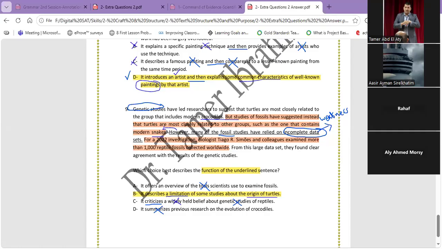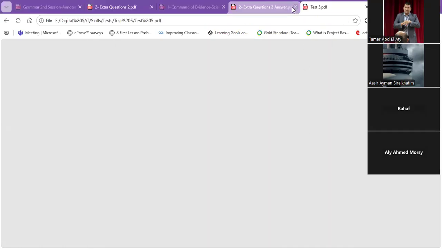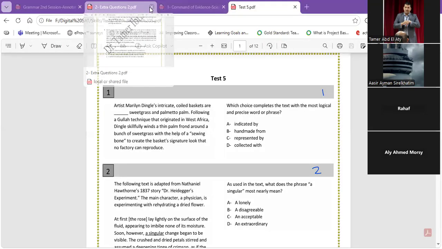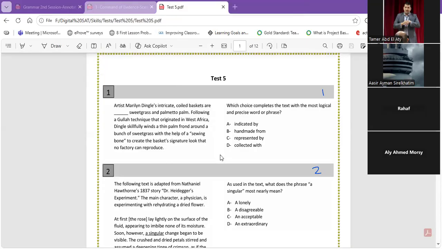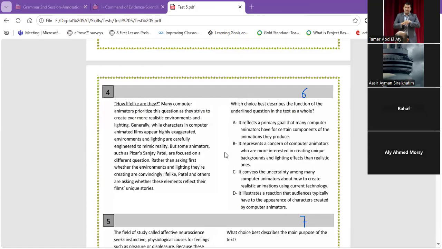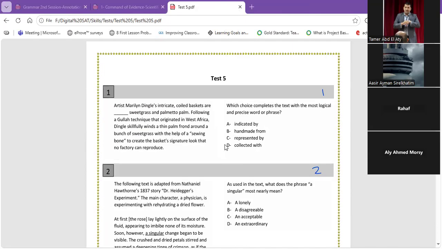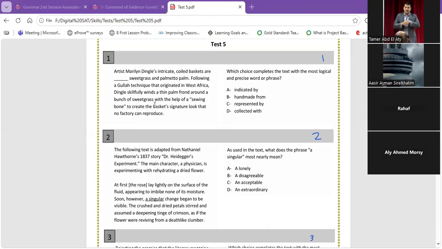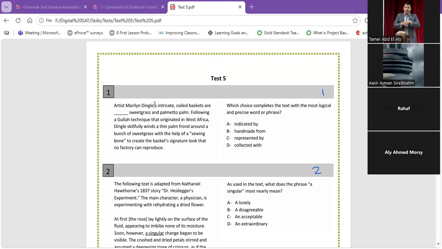Okay. Let's find together test 5. Let me close this and close this. As you can find here, test 5. Okay. I want you to solve number 1, please. In test 5, solve number 1, please, and write on the chat box. There's a full test. You solved before, and now we're going to solve it together.